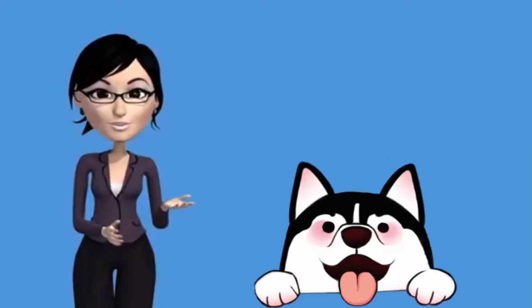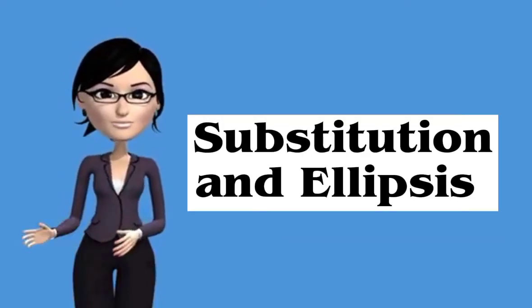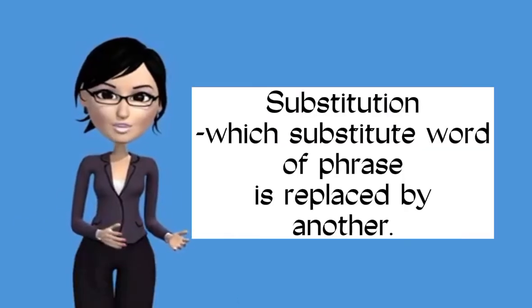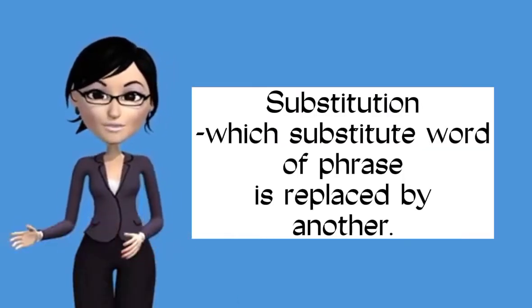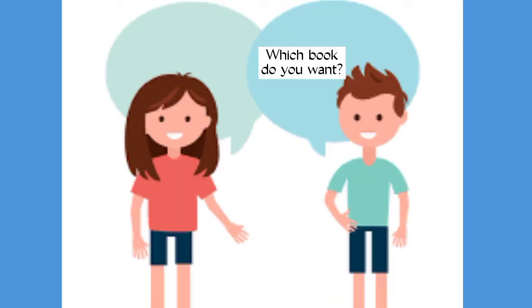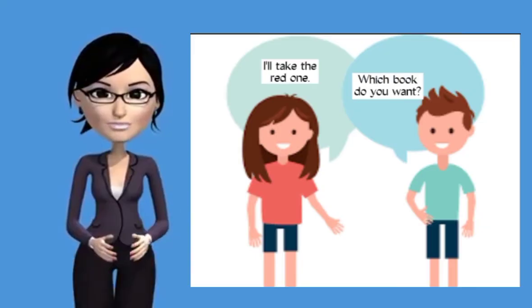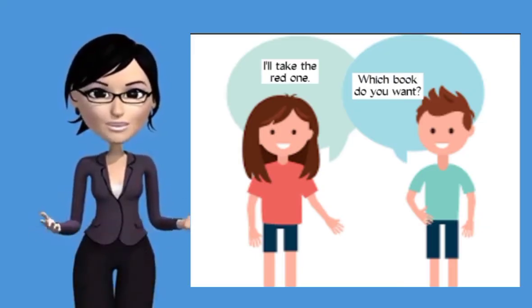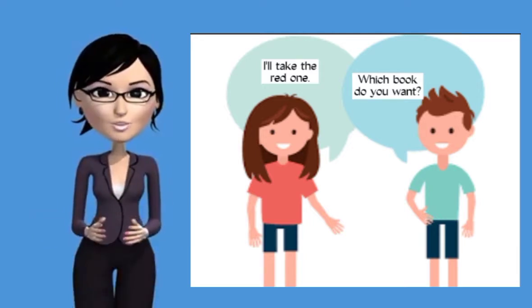Now, let's proceed on: substitution and ellipsis. Let's go first to substitution, in which substitute words or phrases replace another. Example: "Which book do you want?" "I'll take the third one." In this example, the word book is substituted by one. Substitution may be nominal, as in the example just given.